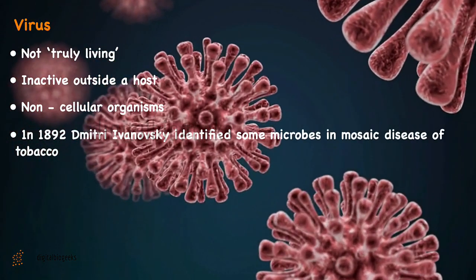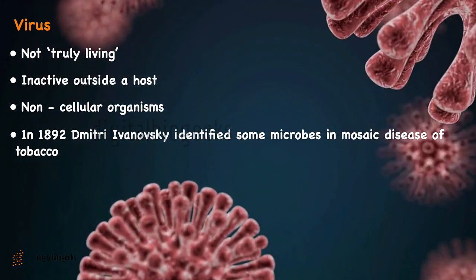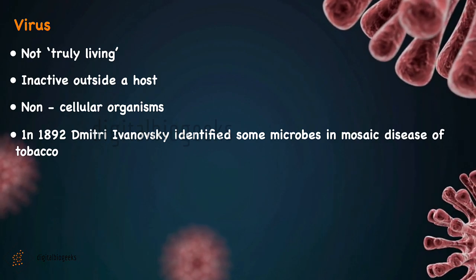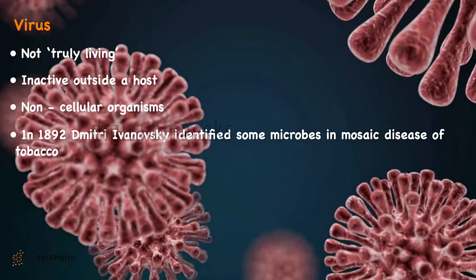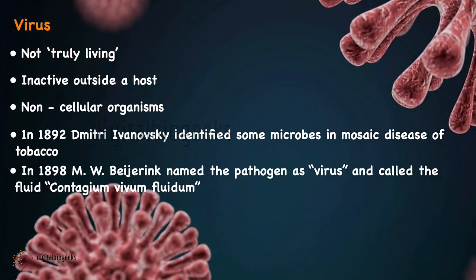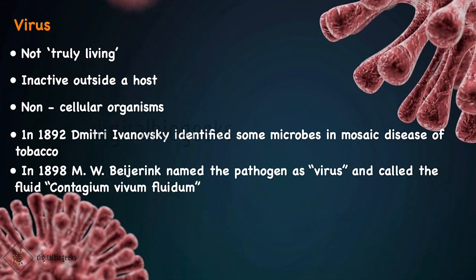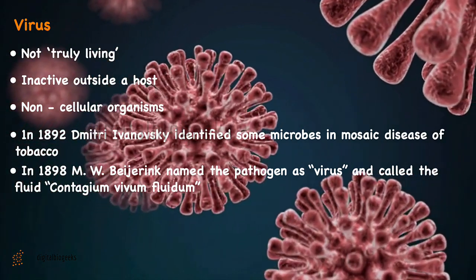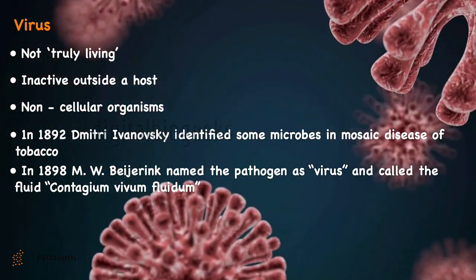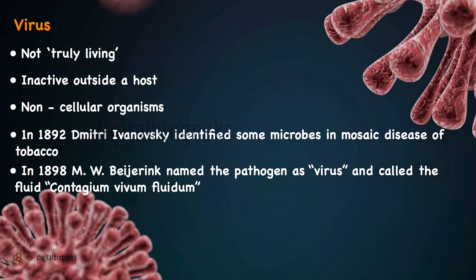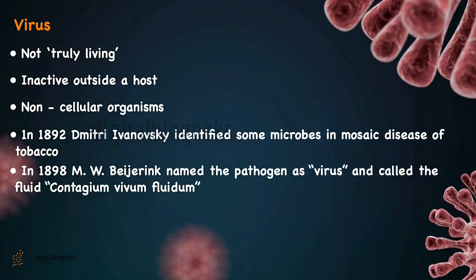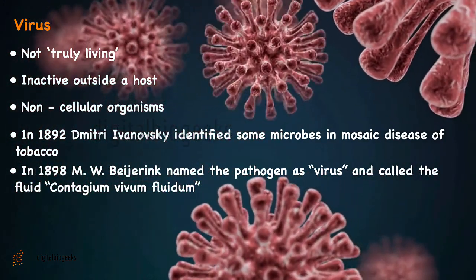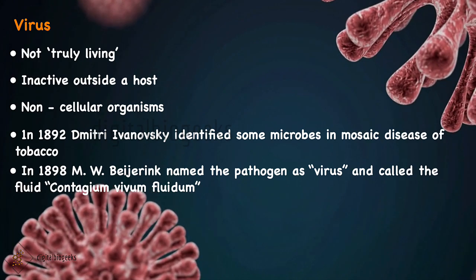In 1892, Dmitry Ivanovsky recognized some microbes in the mosaic disease of tobacco. They were smaller than bacteria as they passed through the bacterial filters. In 1898, M.W. Beijerinck took an extraction or liquid of the infected plants of tobacco and observed that the extraction can cause infection in healthy plants. Then he named the new pathogen as virus and called the fluid containing the virus Contagium vivum fluidum.